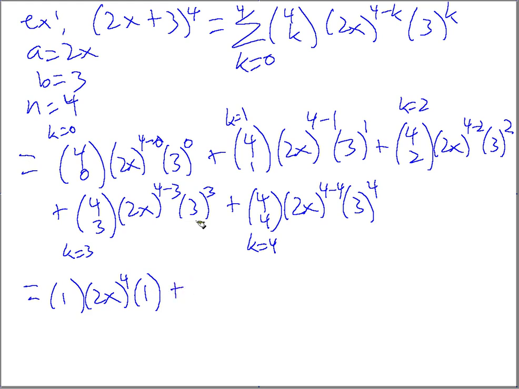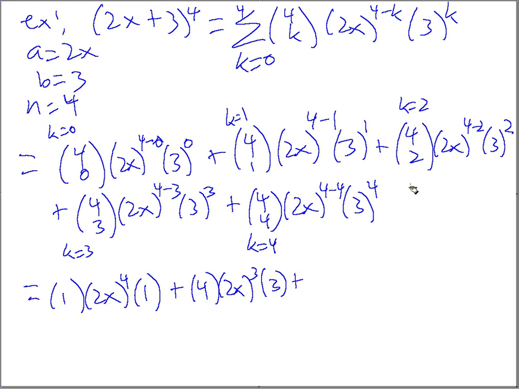Plus. Pretty long problem there, huh? All right. 4 choose 1. That's going to be 4 if I punch it into the calculator using the nCr feature. 4 nCr 1, that's 4. 2x to the what? 4 minus 1 is 3. So 2x cubed. And 3 to the 1st power is just 3. Second term.